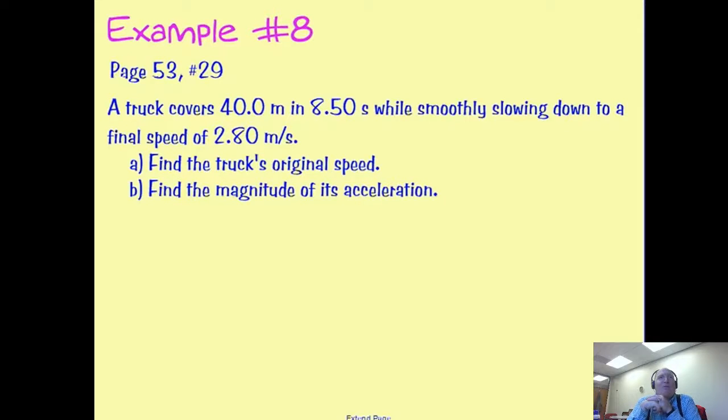Which is example number 8, on page 53, number 29 in your textbook. It says that a truck covers 40 meters in 8.5 seconds, while smoothly slowing down to a final speed of 2.8 meters per second. We're trying to find the truck's original speed, as well as the magnitude of its acceleration.